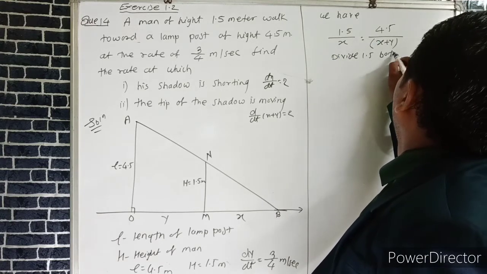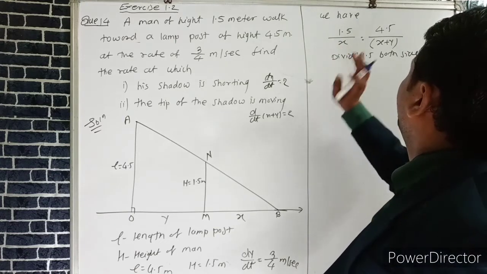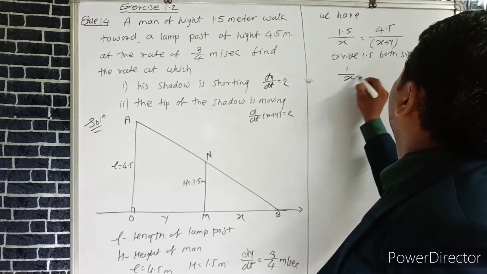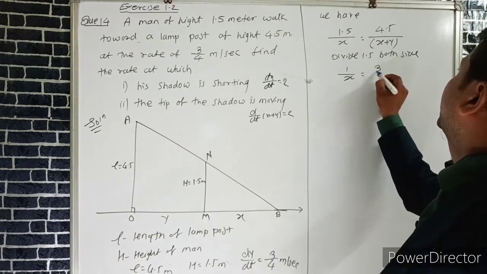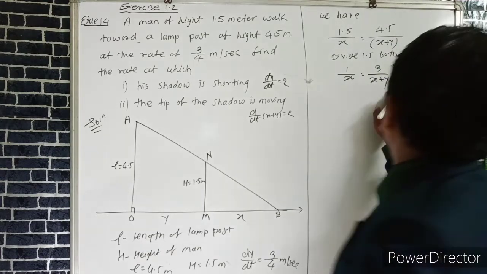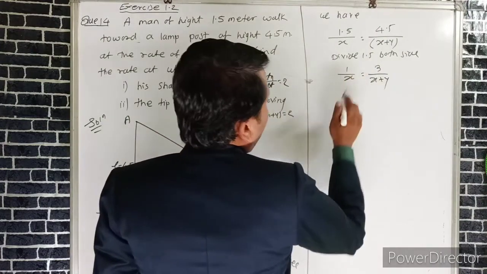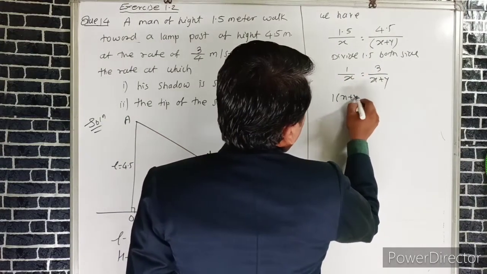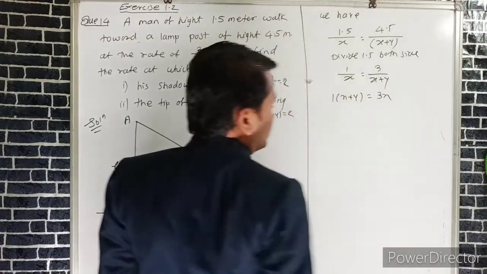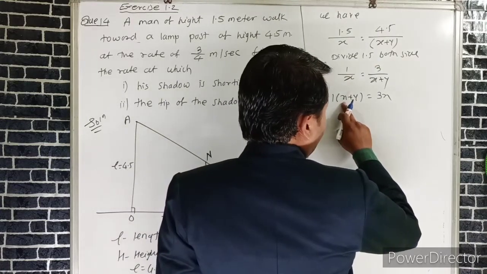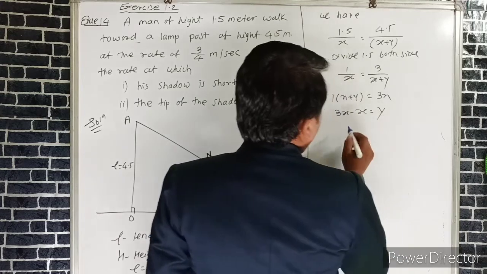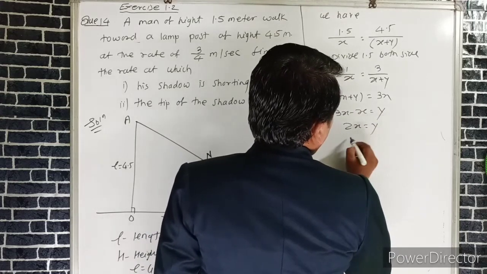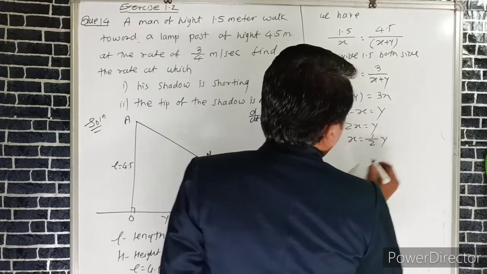So if we divide both sides by 1.5, the 1.5 gets cancelled. 1 by x is equals to 1.5 into 3, which is 4.5, so we can write 3 upon x plus y. If we cross multiply, 1 into x plus y is equals to 3 into x. If we shift this x to the right side, we can write 3x minus x is equals to y, which is 2x is equals to y. So x is equals to 1 by 2 into y.